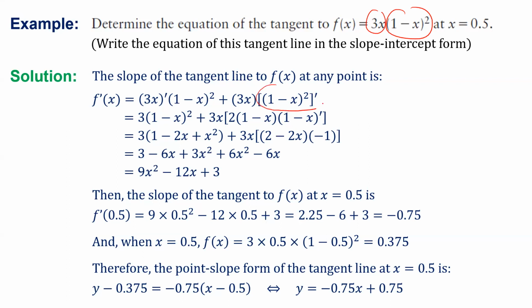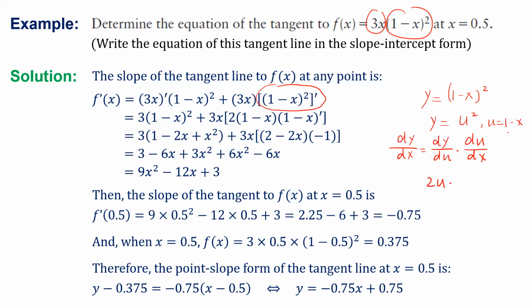So note here, the derivative of this function is actually a derivative of a composite function, right? If y equals (1 minus x) squared, this is actually y equals u squared and u is 1 minus x. So the derivative of y in terms of x, dy by dx, is actually dy by du times du by dx, right? So first of all, the derivative of y with respect to u is 2u. Then times du by dx is -1. So that's really 2 times (1 minus x) times -1.